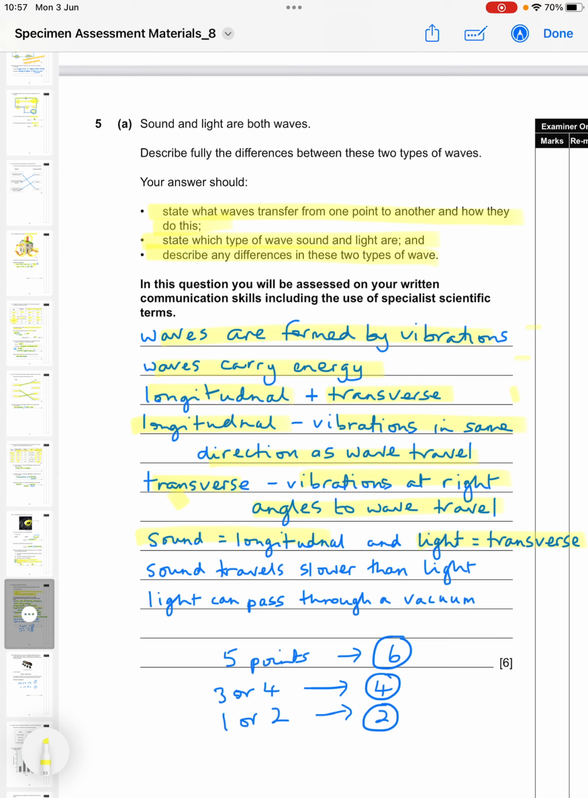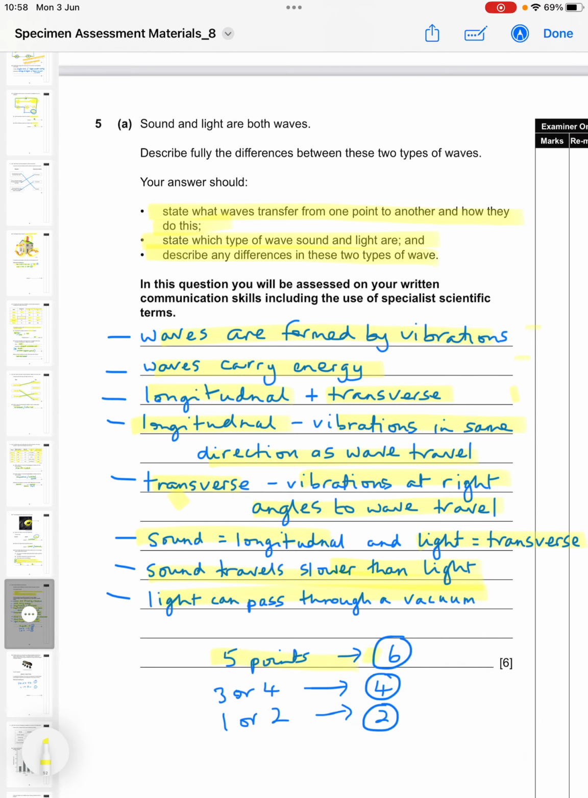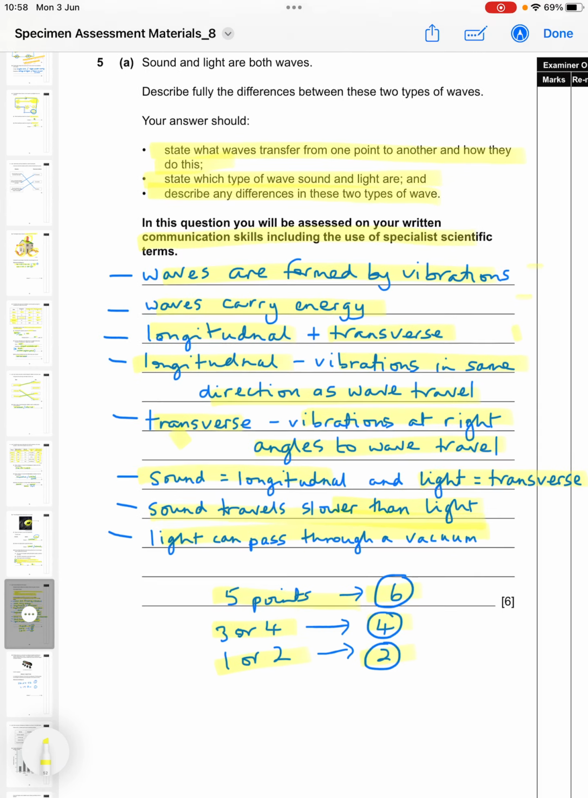And then describe any differences in these two types of wave. So sound waves travel slower than light, and light can pass through a vacuum would be two differences you could give. So when we look at this, there are 1, 2, 3, 4, 5, 6, 7, 8 potential marking points there. Now if you got 5 of those, you would be in the 5 to 6 mark bracket, and assuming that your communication and scientific terms are on point, you would get 6 marks. 3 or 4 points would put you in the 3 to 4 mark bracket. Again, with your communication, you would be in the 4. And then 1 or 2 points puts you in the 1 to 2 mark bracket.